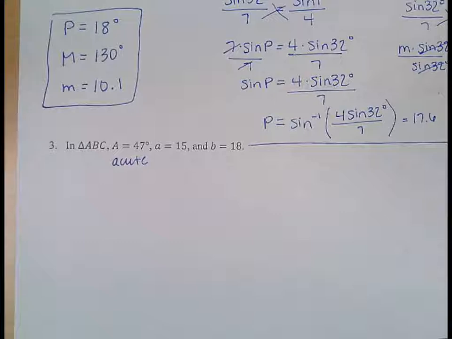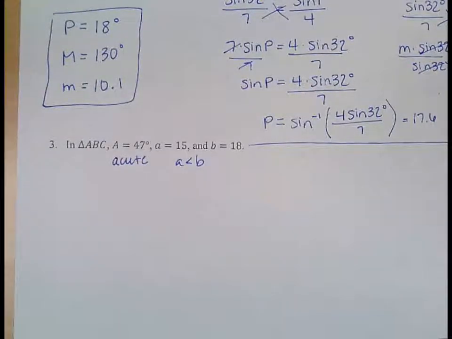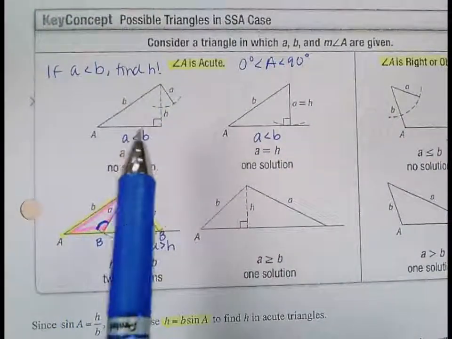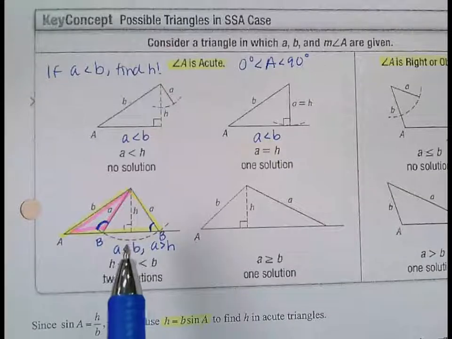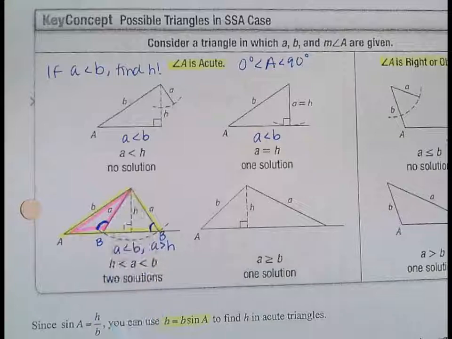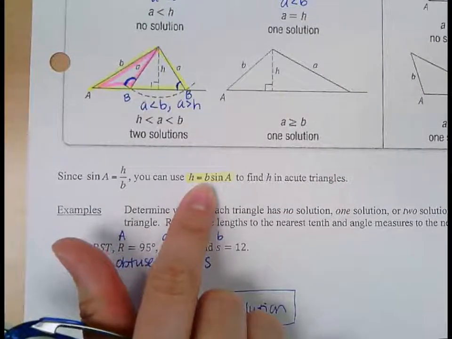And if it's acute, we then compare side A to side B, is A larger or smaller than side B? So if A is 15, B is 18, A is smaller than side B. So as we have stated on the front, there's 3 different cases if A is smaller than B. So in order to figure out if you have no solution, 1 solution, or 2, you need to find the height H. And that formula to find H was here. H is equal to side B multiplied by the sine of angle A.